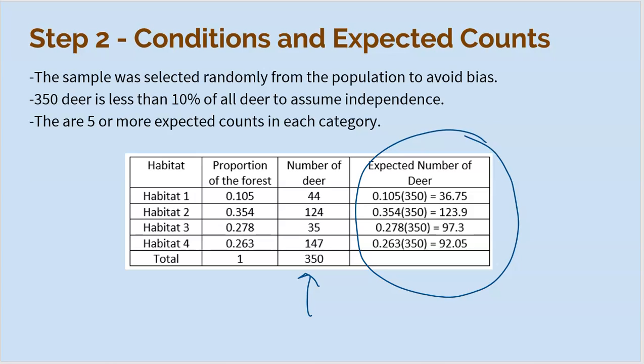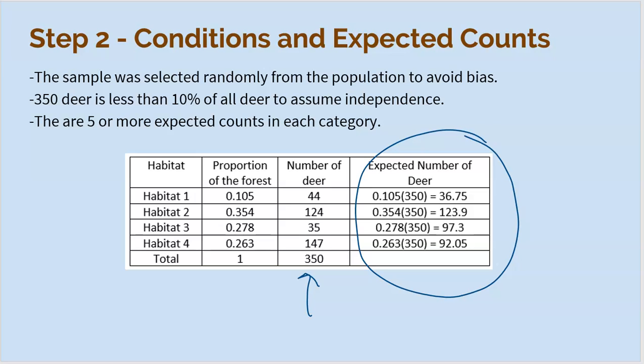So if that is true, because I have to assume the null is true, if 10.5% of the forest is habitat 1, proportion 0.105, then of the 350 deer in my sample, that's the proportion that should be living there, which is 36.75. So it's just some quick multiplication. Habitat 2 was 35.4% of the forest, so 35.4% of the deer, 123.9, should be living there. Same thing for habitat 3 and habitat 4.